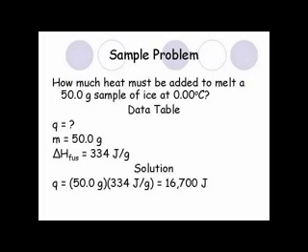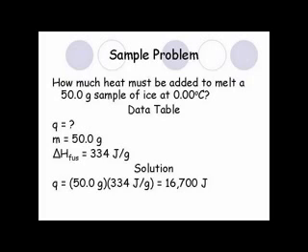Our Q value is what we're trying to find. Our mass is 50 grams, and the latent heat of fusion is 334 joules per gram. So we're solving for Q, so our base equation is also our working equation. Q is equal to mass times the latent heat of fusion, so 50 grams times 334 joules per gram.